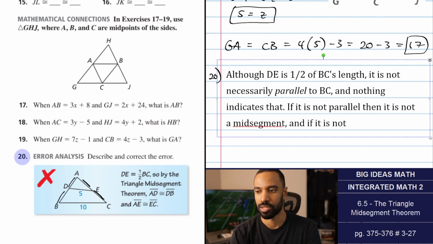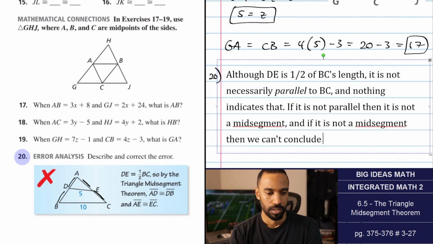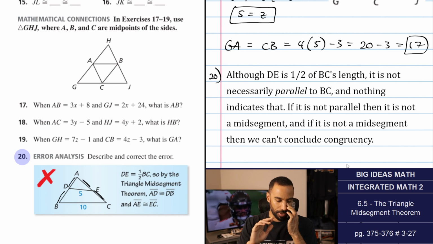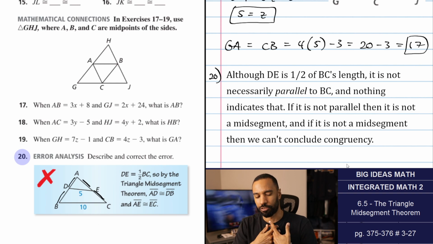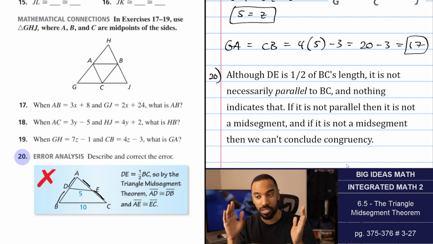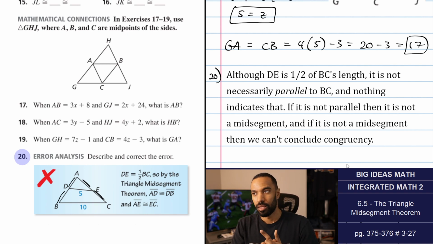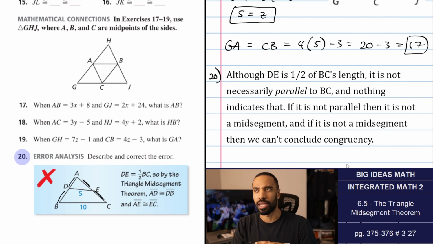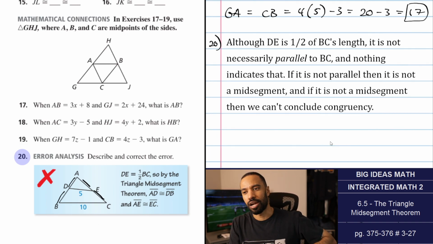And if it is not a mid-segment, then we can't conclude congruency. Basically the congruency that we had. Now, whenever they say correct the error, it's hard to correct unless they gave you more information. So my correction based off the information they gave you is we don't know whether or not they're congruent. Another correction would be to say I would need to be told that DE is parallel to BC. So it's kind of hard to state a correction for.